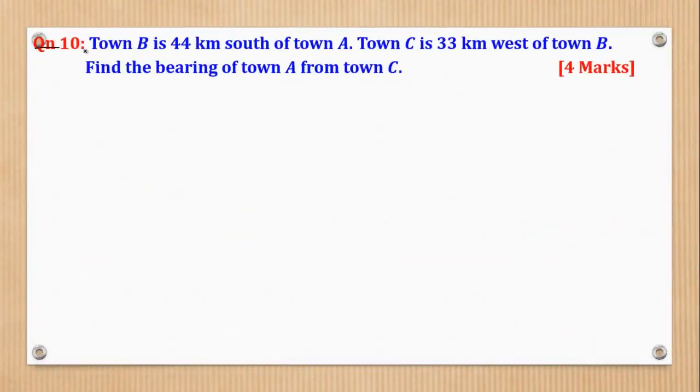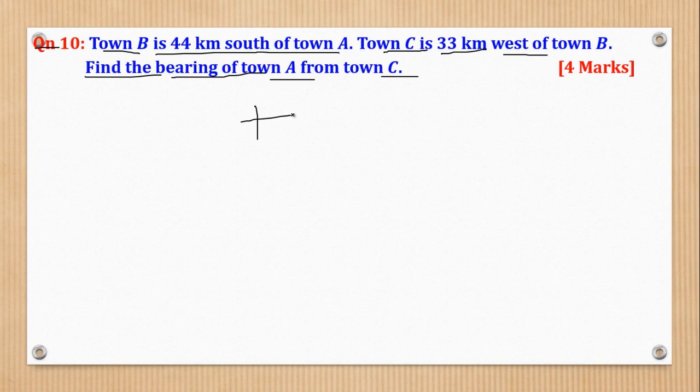Then question 10 says, town B is 44 kilometers south of town A. Okay. Town C is 33 kilometers west of town B. Okay. Find the bearing of town A from C. So town B is south. So south, if this is A, this will be B. Then from there, they said town C is 33 kilometers west of B. So at B, go to west and locate town C.